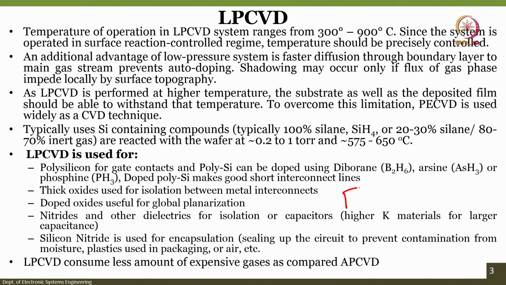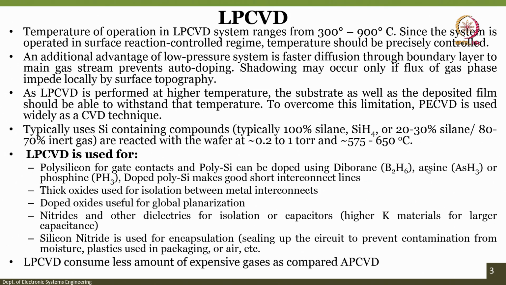What does it mean? Suppose I have two metal pads and a metal bar, and I want to make sure that this one is covered with silicon dioxide, then I can make sure that only this region is covered with thick silicon dioxide. If I want to do that, I can very easily do that. Okay. So, thick oxide is used for isolation between metal interconnects. Doped oxide is useful for global planarization, right. So, we can dope the oxide onto the silicon.